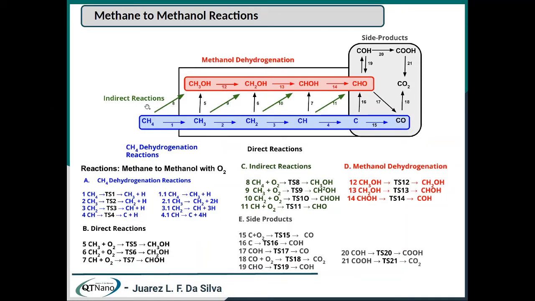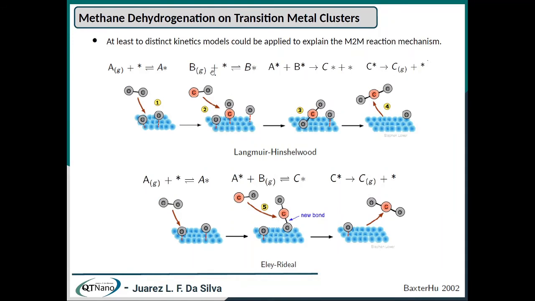Then for methanol you also have the methanol dehydrogenation, with product dehydrogenation on the catalyst surface and also side products. We can also obtain the direct reactions. The direct reaction of methane can lead to the direct products without the extraction of hydrogen. However, we also need to understand how this process occurs on different types of catalysts, and at least two different kinetic models can be applied to explain this type of reaction.